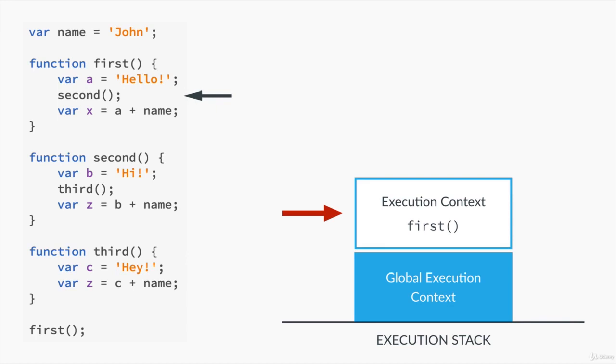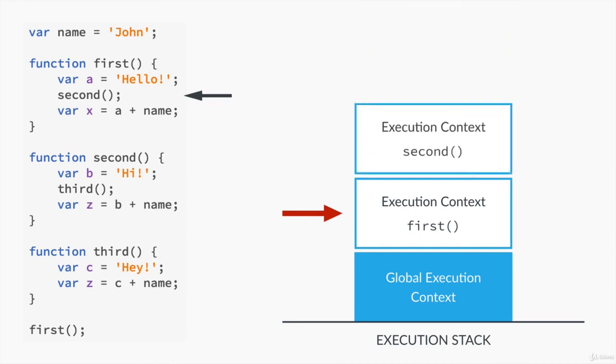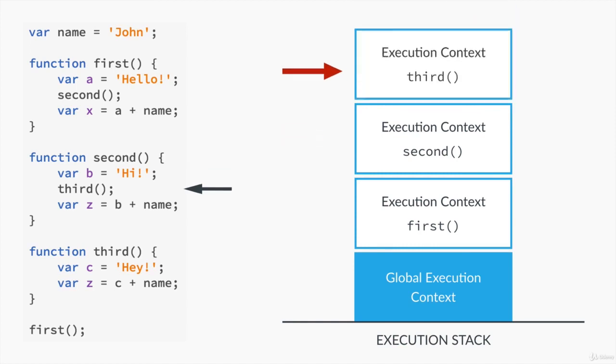And now we call the second function, and I'm sure you can guess by now what will happen, right? So once again, a new execution context will be created and put on top of the execution stack. And here we go, this is now the active context. Okay, so now variable b is stored in this new execution context. And now we call the third function. And once more, a new execution context is created and put on top of the stack, as we already know. So now inside of the third function, we just have these two variable declaration and nothing more.